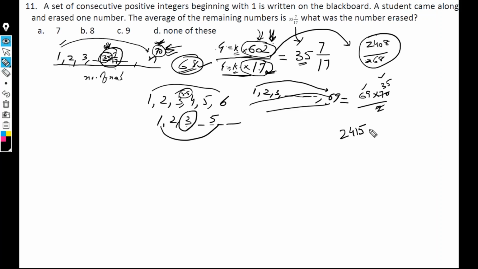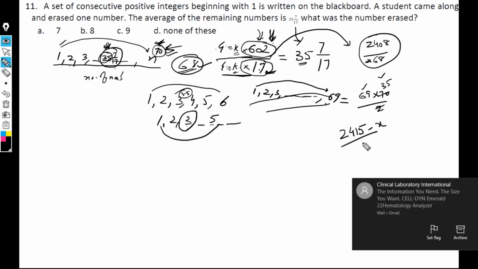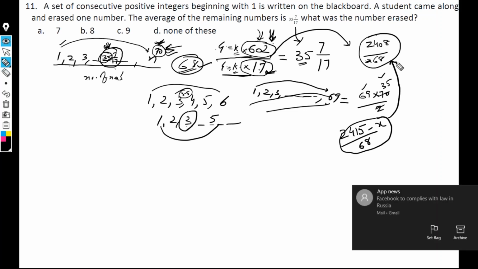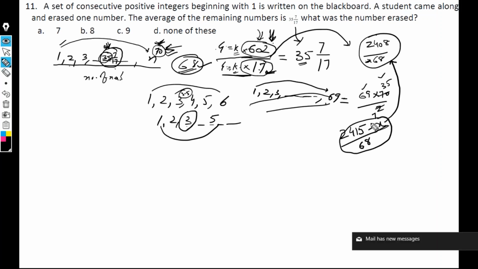So this was the sum earlier. When you erased one number, let it be x. So the average of the remaining 68 will be this value. Now if this is equal to this, just think of what should be the value of x. It has to be 7, only then this value becomes 2408. So that is your required answer.